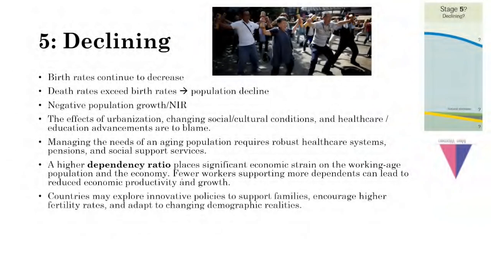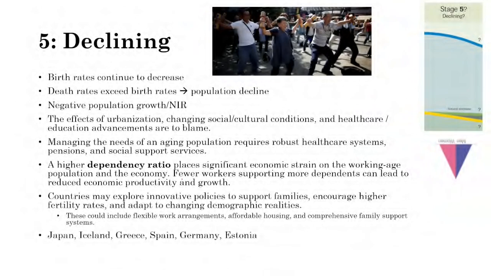Countries may explore innovative policies to support families and to encourage fertility rates. They may not want their population to decline. They don't want their economic productivity to decrease. So they're going to put in policies and incentives to encourage population growth. They may even adapt to changing demographic realities. And this could lead to flexible work arrangements, affordable housing programs, and comprehensive family support systems. They may put in more generous paternity leave policies or tax incentives for having more kids. Some examples of declining populations are Japan, Iceland, Greece, Spain, Germany, Estonia.